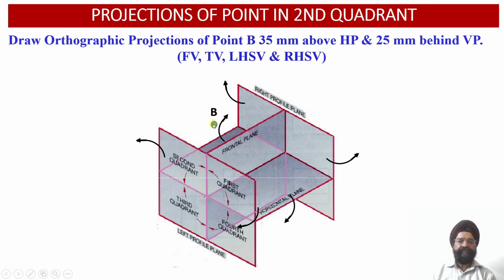Similarly, when the object is lying in the second quadrant and the observer is going to look at this object from the left hand side, the projection of this point B or the object will be available on the left side profile plane. Similarly, when the observer looks at this object from the right hand side view orientation, this object B will have its side view projection available on the right hand side view profile plane.